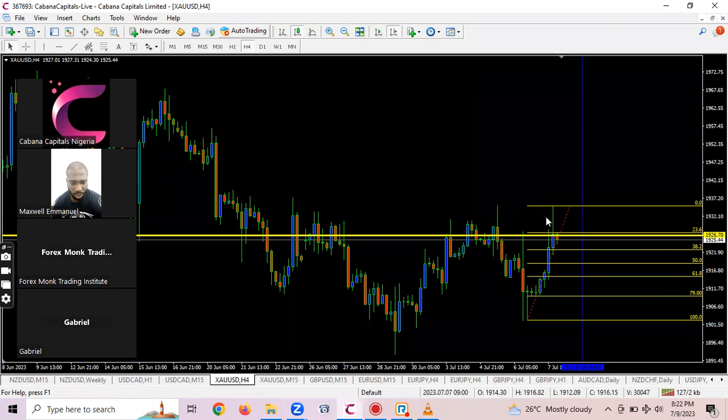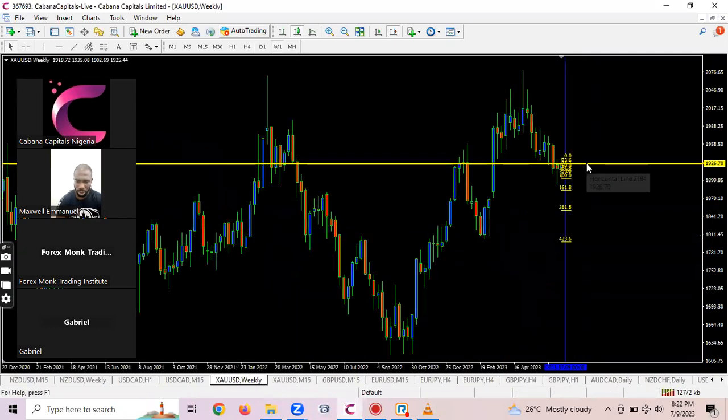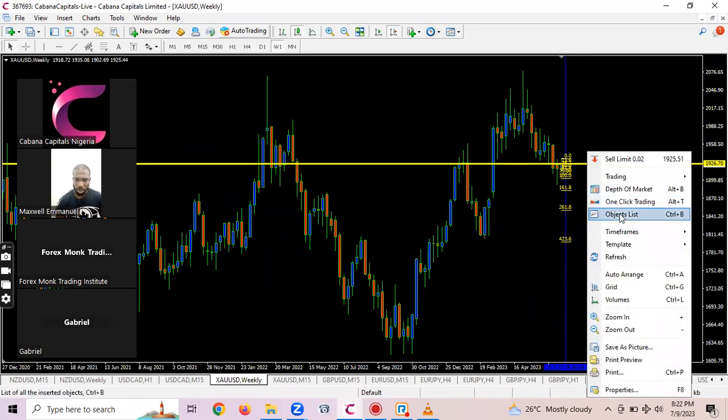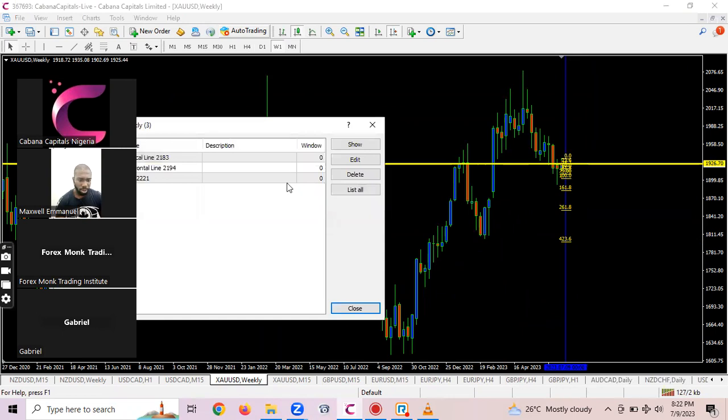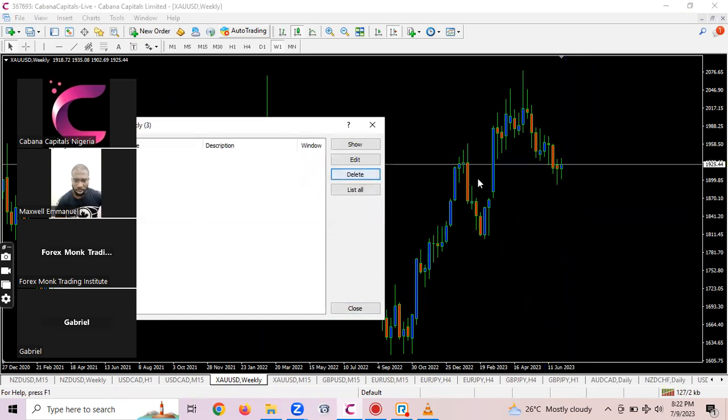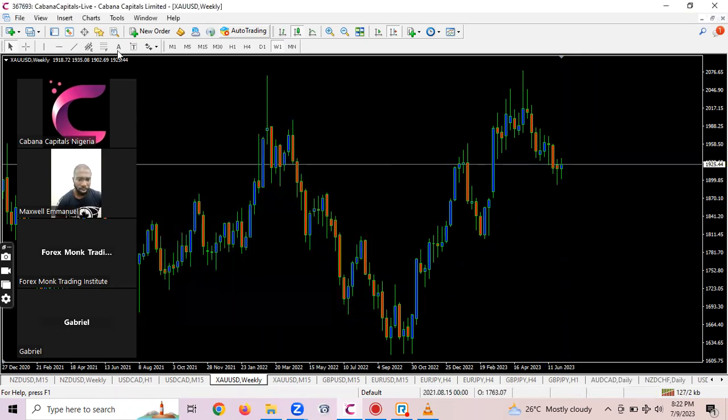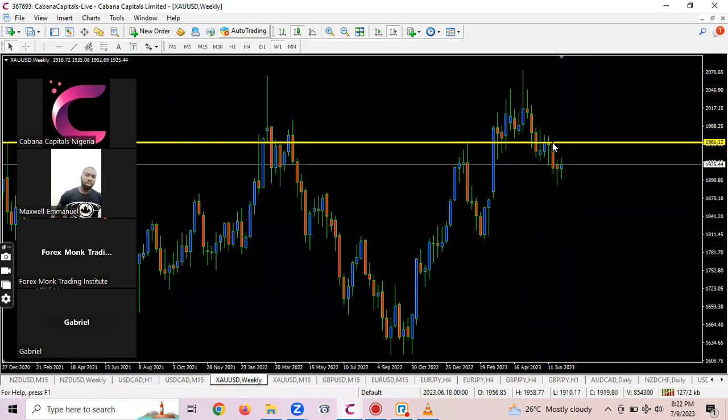So gold is bullish. It is bullish long term. You will see it pull back to this resistance. That will be my target for gold.